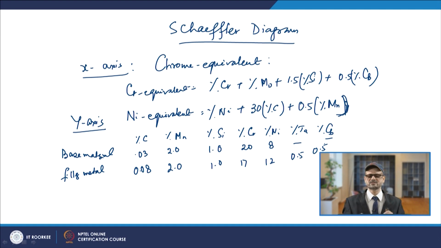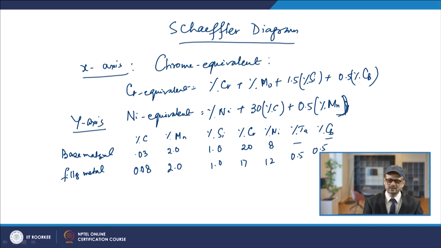Suppose you are doing welding of some stainless steel with some filler metal, and the filler alloy has this composition, as well as the base material has this composition, and you want to predict what will be the austenite and what will be the martensite, or ferrite, in that case. That will be predicted with the help of the Schaeffler diagram. So what you will do is use the chrome equivalent value and the nickel equivalent value using this formula.